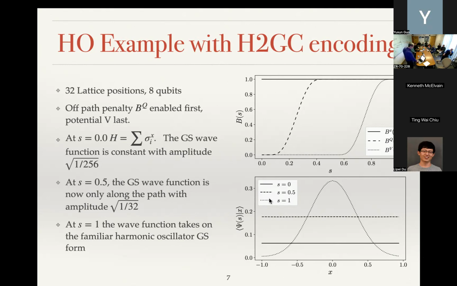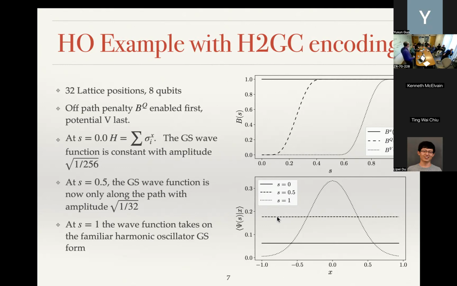Which one is the one with the penalty, the dashed or the full line down there? The solid line is without the penalty, dash is with the penalty. Get a bigger wave function? No, this is the amplitude for a given x that you're treating as physical. So we've squeezed it from being evenly spread over 256 product states to being evenly spread over 32.